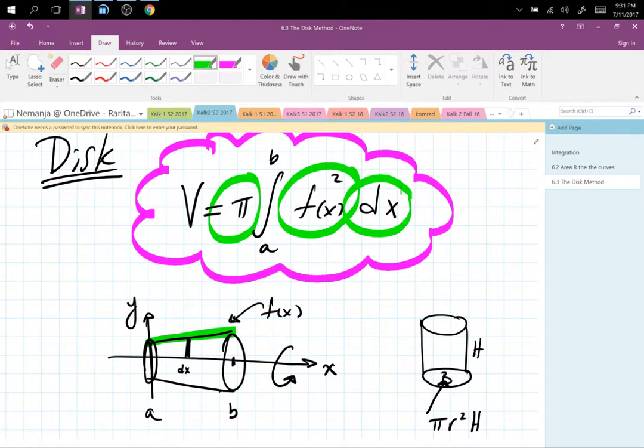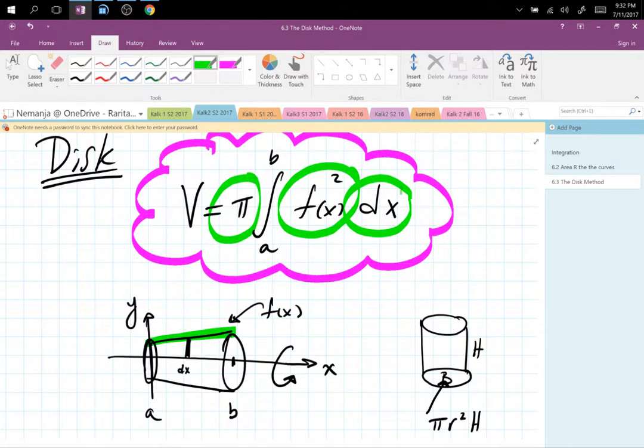We have pi for pi r squared, and we have our dx from a to b, which is the height of the object. Once I create this cup, I'm going to stand it up. So all I did is I took this formula here, and I replaced r with f of x, and I replaced h with dx. And that's it. That's all of the wisdom for the method.